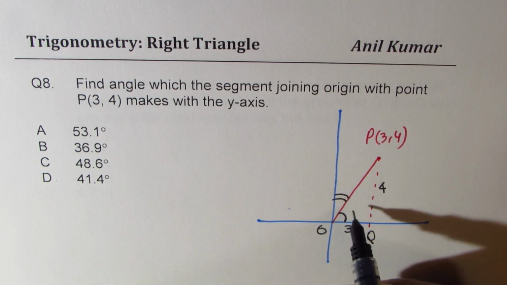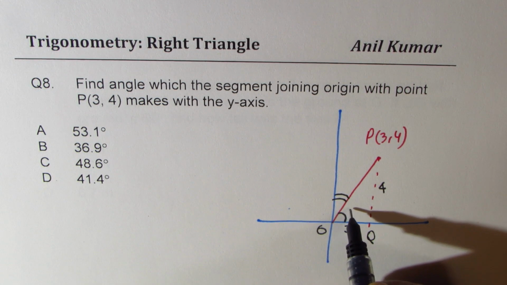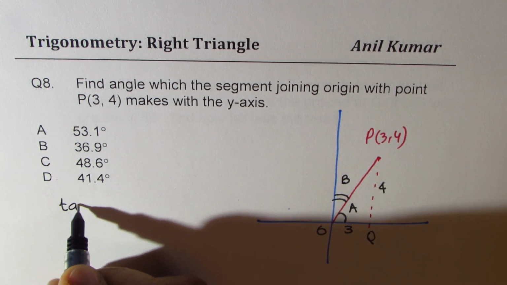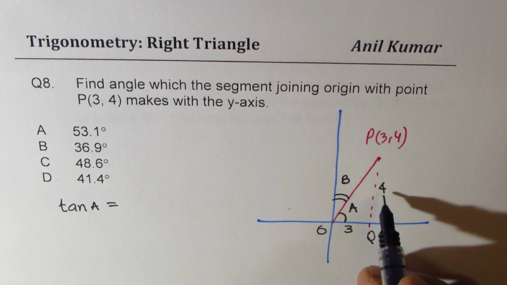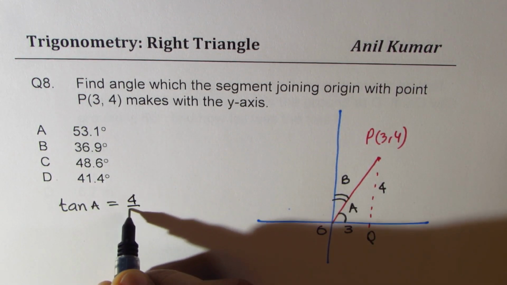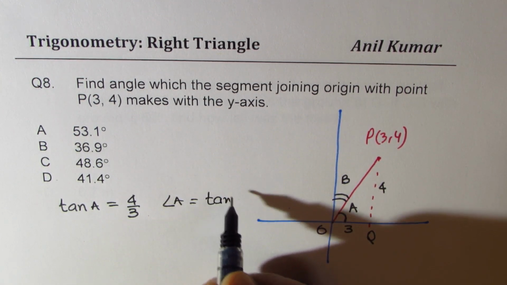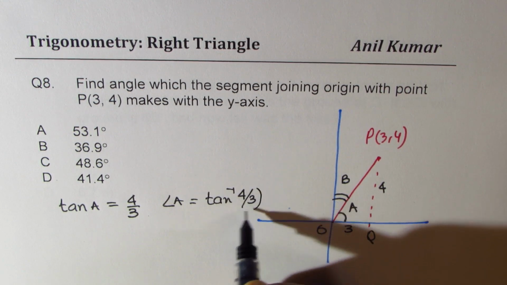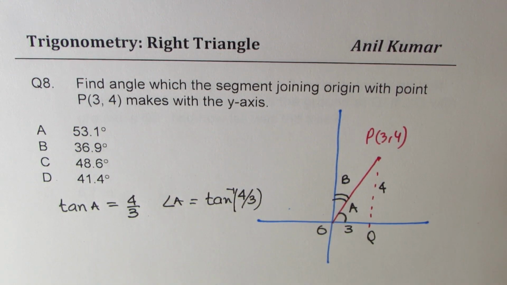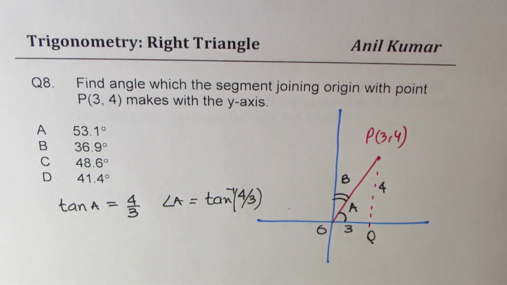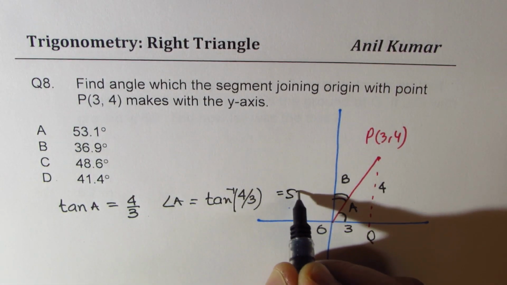So we could use tan. Let's call this angle A, and this is the angle B, right? So we say tan A will be 4 over 3. So angle A equals tan inverse of 4 over 3. So shift tan inverse 4 divided by 3 bracket close equals 53.1. So we get 53.1.